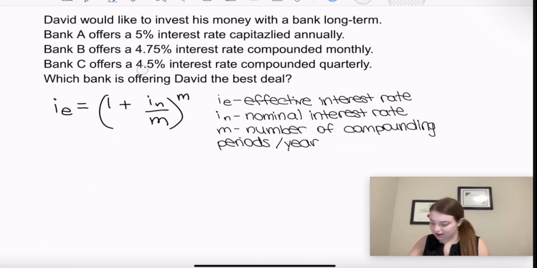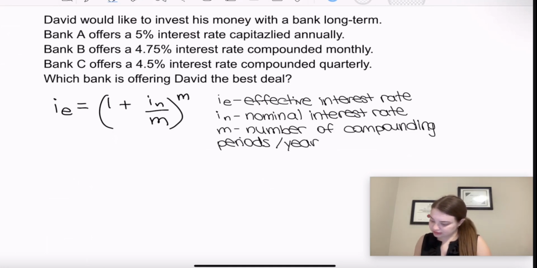And same with 4.5%. Now, that said, I can already tell it's not going to be Bank C, because Bank B actually has a better nominal rate and is compounded more often, whereas this one has a lower interest rate and is compounded less often. I will still calculate the effective interest rate of all three of these to demonstrate that point, but just by looking at this question, that is something that we know.